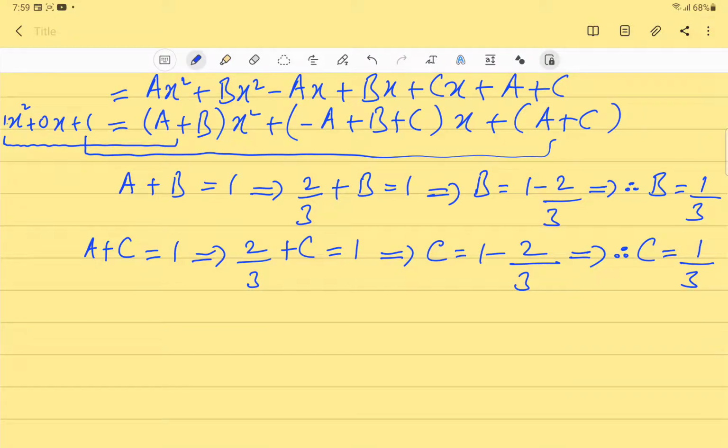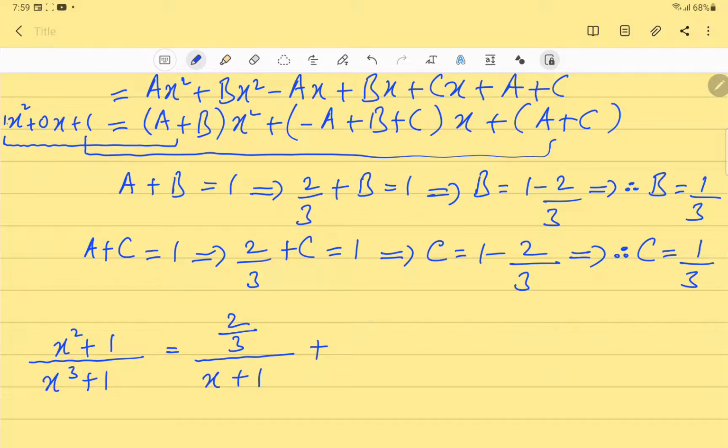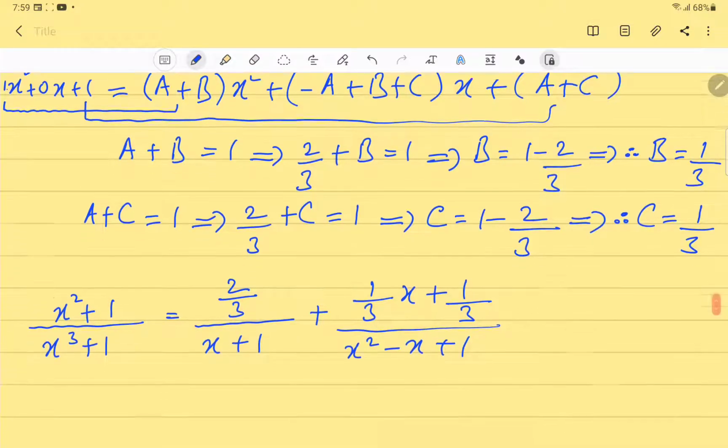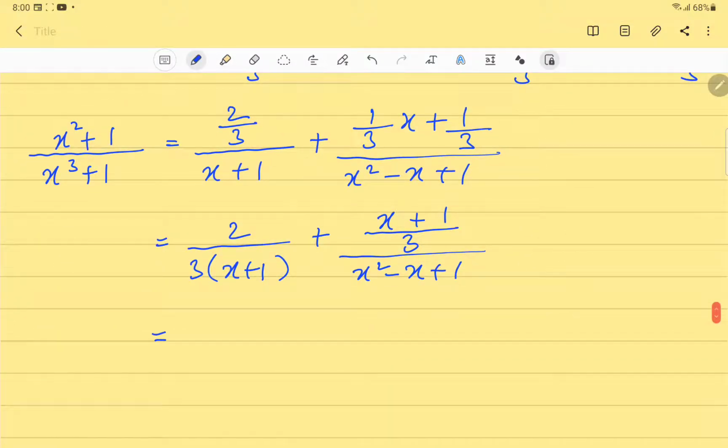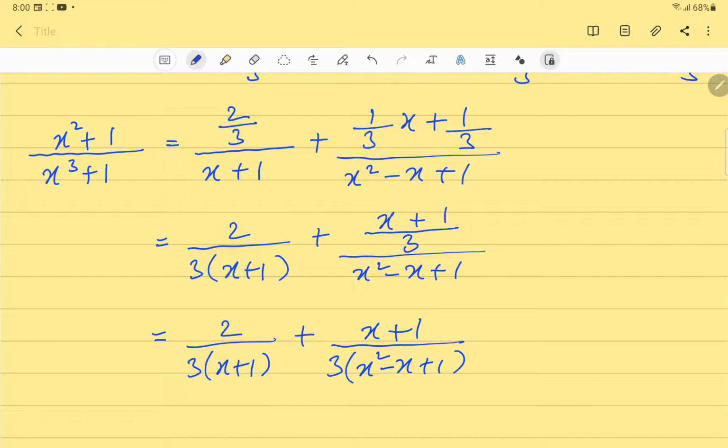Now we have figured out all the three constants, that is a, b and c, so we can write the partial fraction now. So x squared plus 1 over x cube plus 1 is equal to 2 over 3 over x plus 1 plus 1 over 3x plus 1 over 3 over x squared minus x plus 1. Let us solve it further. So this is the final answer of the question.